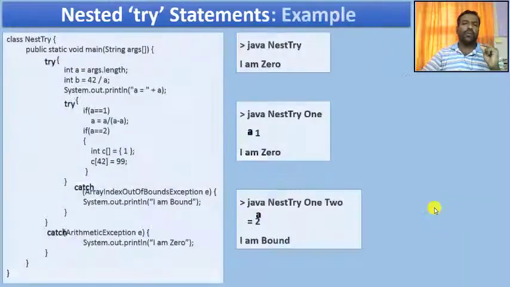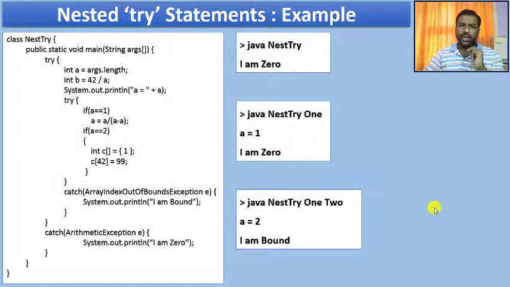Now just look at one more example here. In this example, I have included all the types of errors. I am just going to have the main function, and I am going to have a command line argument in my program.